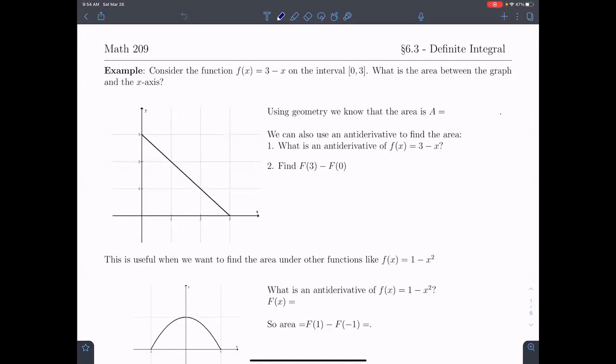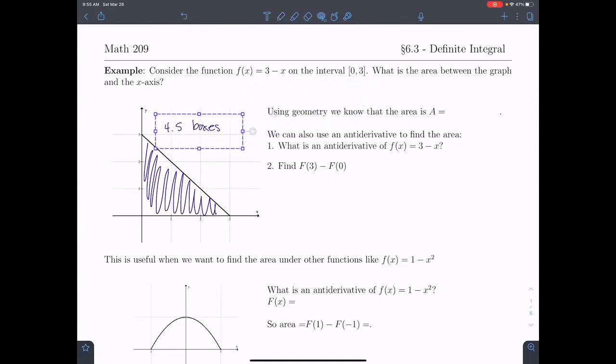So what I have right here is the function 3 minus x just from the interval 0 to 3. So we're looking at this area right here. What's the area between the graph and the x-axis? I'm going to count boxes. So we have 1, 2, 3. This would make 4.5 boxes. So we have 4.5 boxes. That is, the area here is 4.5 units squared.